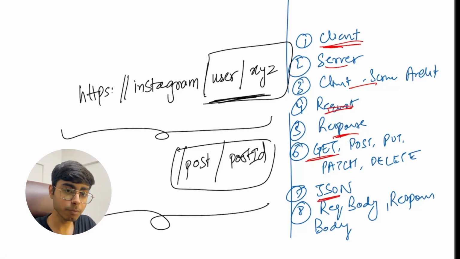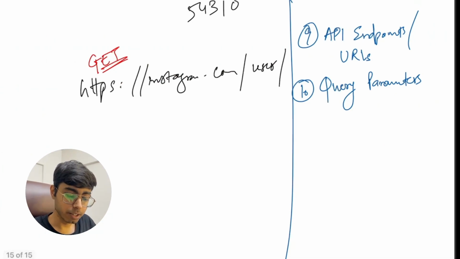I can pass the information in the form of JSON, which is one way I've taught you, and I'll get the information back in the form of JSON. I can define a request body and I will get a response body. But it's not compulsory to always pass a request body. You can use query parameters to pass information.